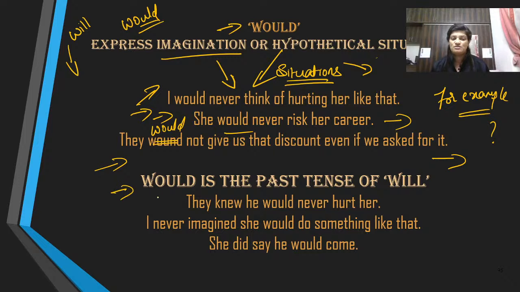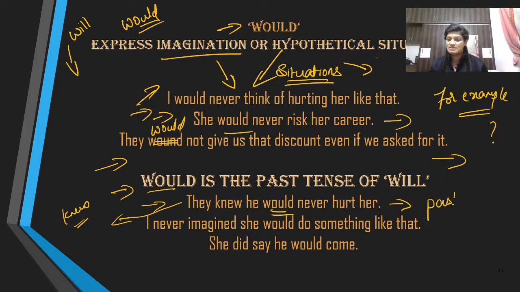Now let us see the usage of would in past tense. When you use it in past tense, how do you use it is the question. They knew he would never hurt her. Would you rather be a teacher is again imagination. And when you say they knew, obviously this is referring to past tense over here. Knew is past tense, and then you are again imagining, but here it's obviously in the past.